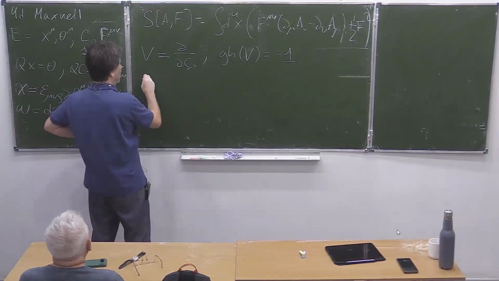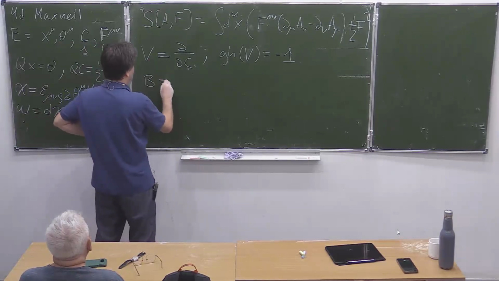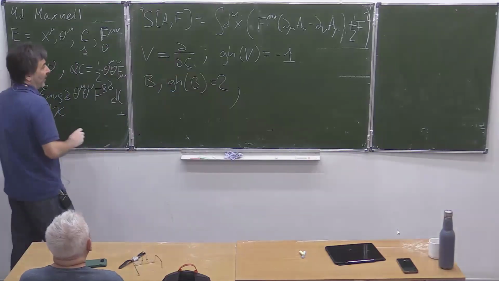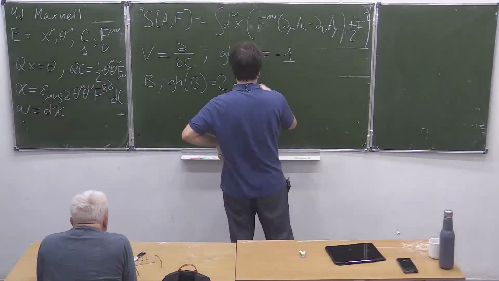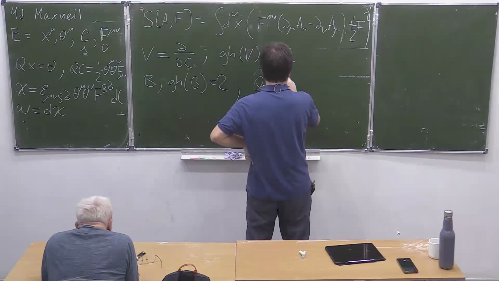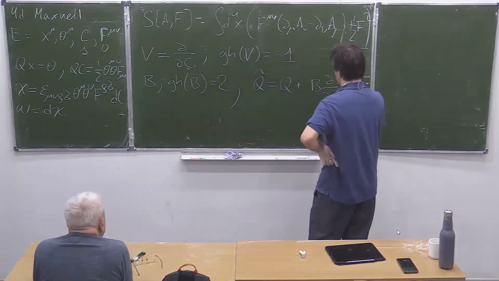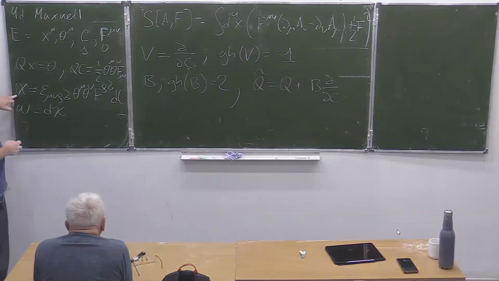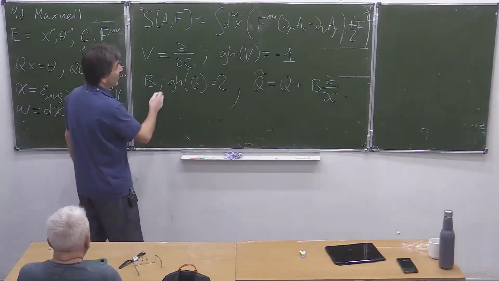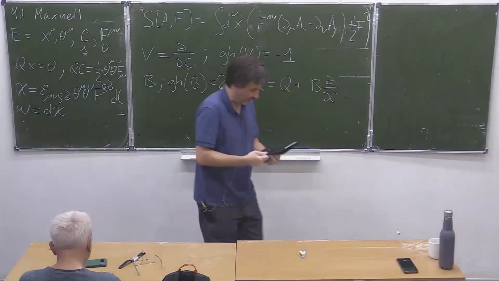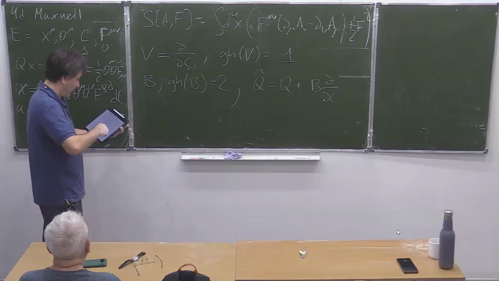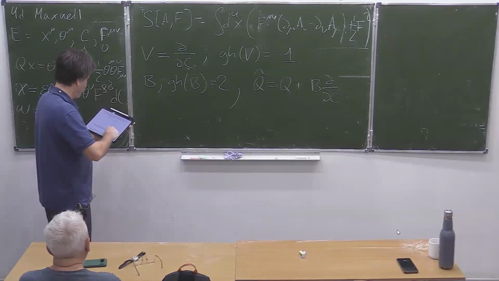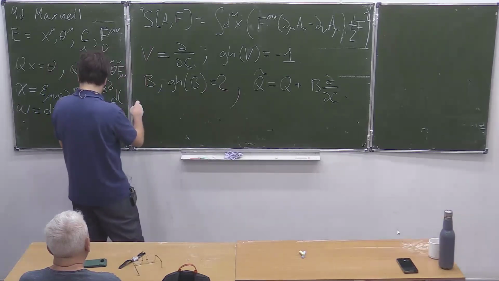So we add a new coordinate B with ghost number of B equal to, and we modify our Q to be a new Q, let's say Q twiddle, equal to Q plus B d over d theta. And then we compute the respective Hamiltonian. It's maybe easier if I look at formulas, I don't remember everything. So what we find is what the current looks like.